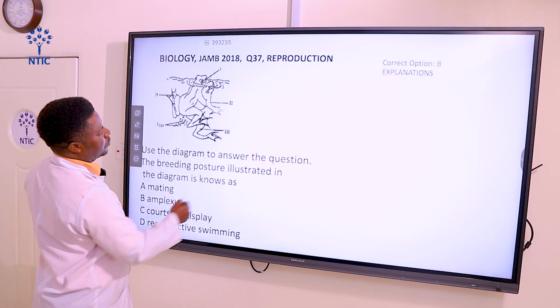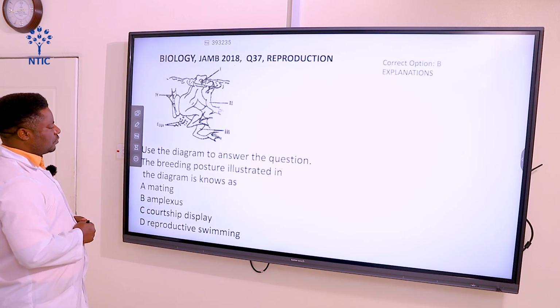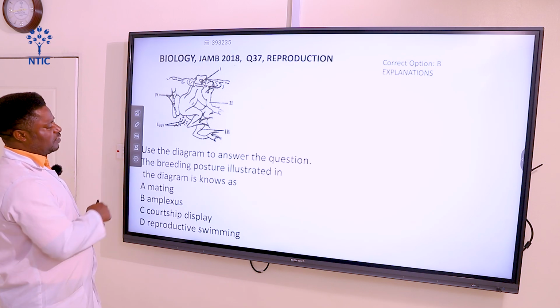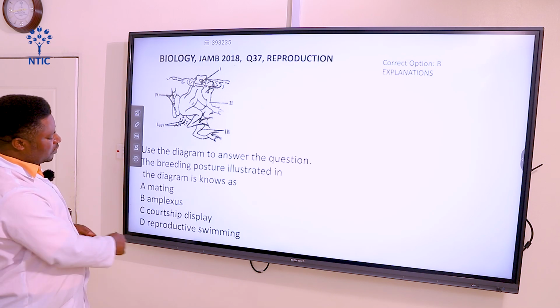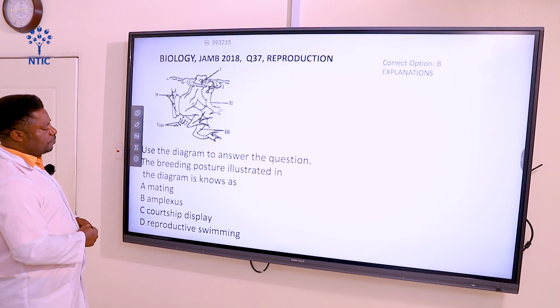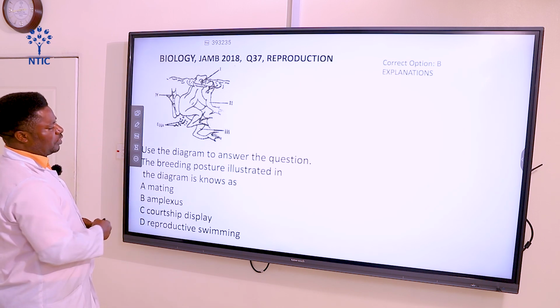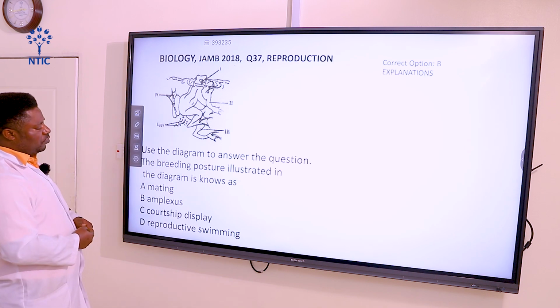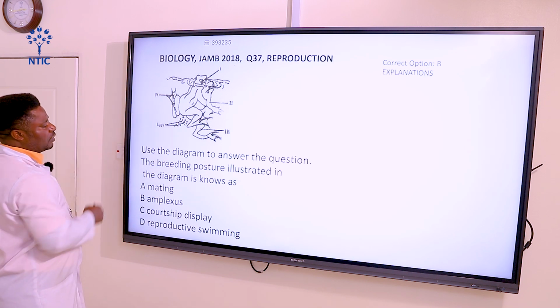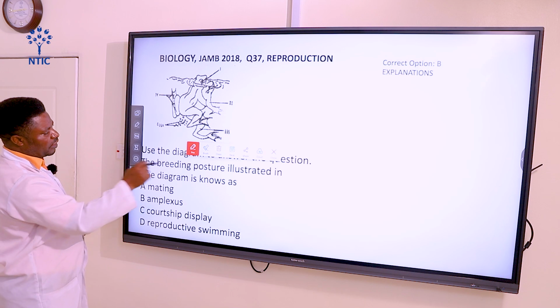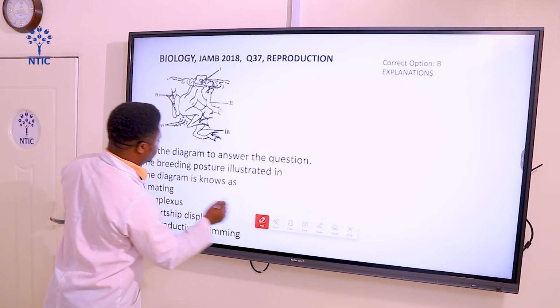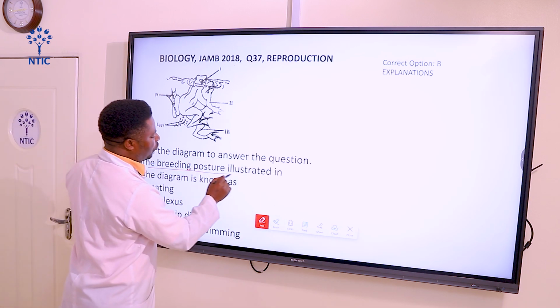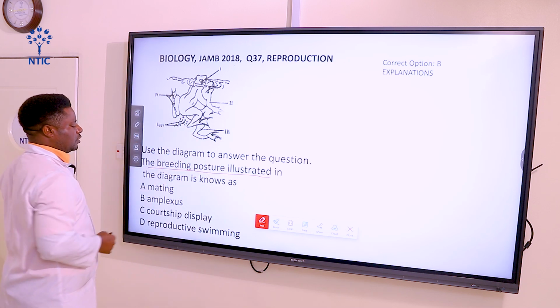Next question. Question number 37. Use the diagram, still the same diagram, to answer this question. The breathing posture illustrated in the diagram is known as what? The emphasis on this question, do not forget, is placed on the posture. Now, the breathing posture of this organism here is known as what?